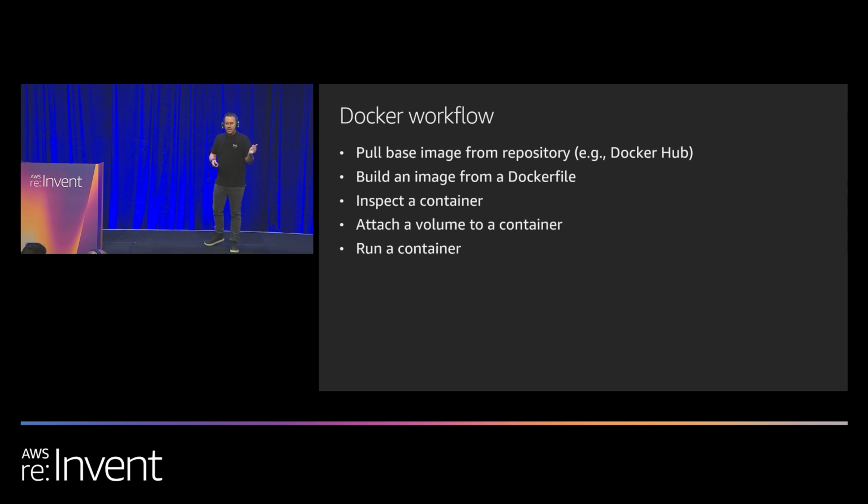So we pull the base image, we build the image from the Dockerfile, we inspect the container, and we attach a volume to the container, because obviously containers don't necessarily have any storage which is permanent. So you might want to attach some actual permanent storage to that container, because however you're managing or orchestrating your containers, if they fall over, you don't want to lose all of the data. So we have this concept of attaching a volume or a file system to your container. And then we would run our container.